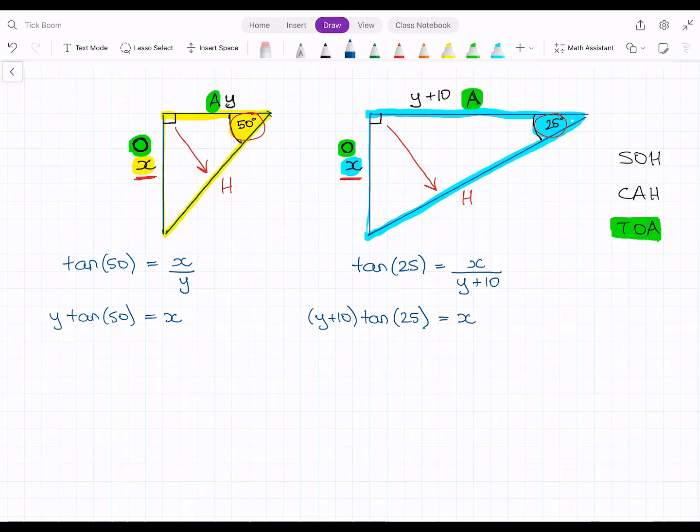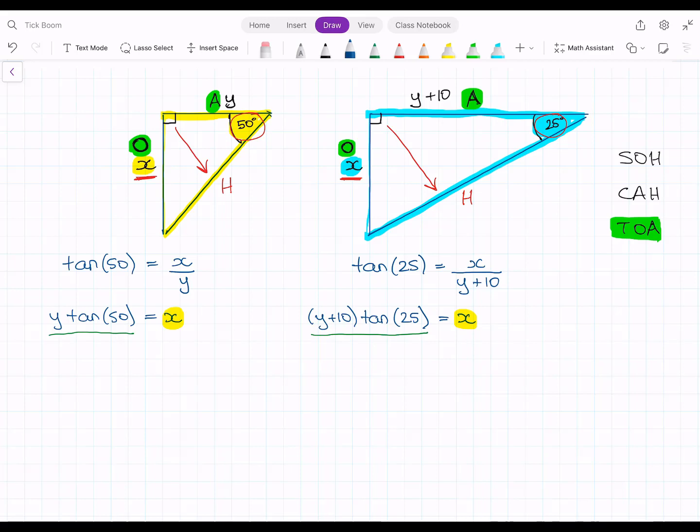And the reason that was helpful is now we've got x being equal to y times tangent of 50. And we also know that x is equal to y plus 10 times the tangent of 25. And if both of those things are equal to x, if y tan 50 is equal to x, and y plus 10 tan 25 is also equal to x, then they must be equal to each other.